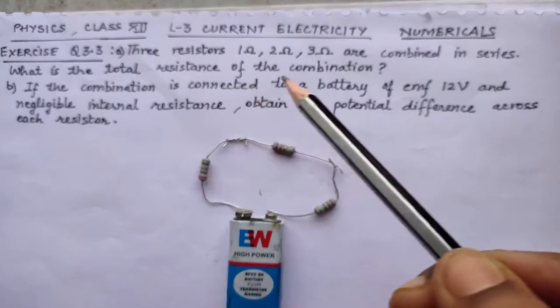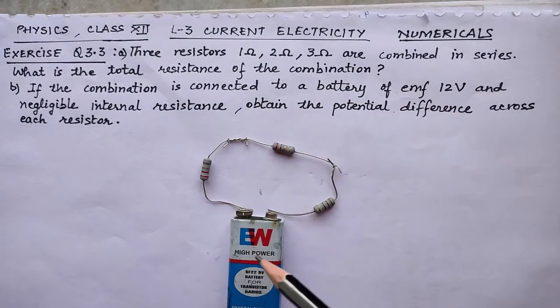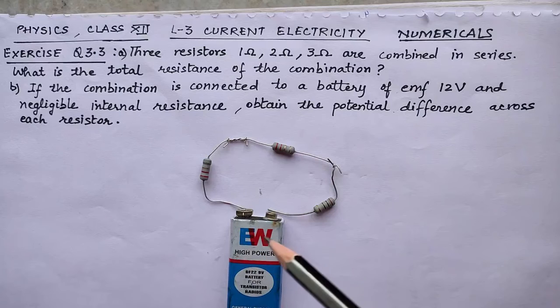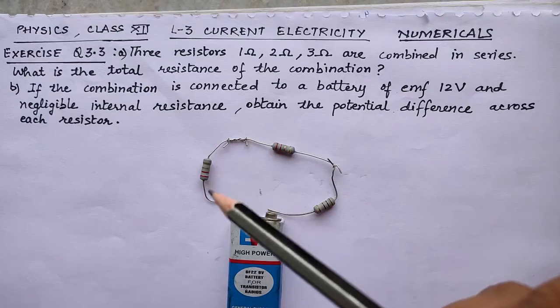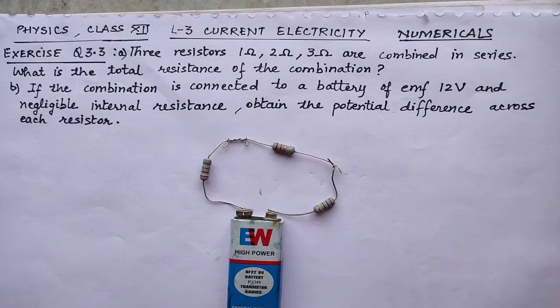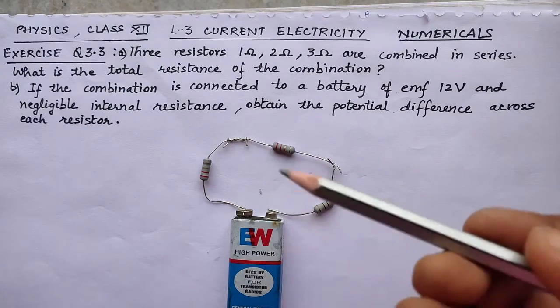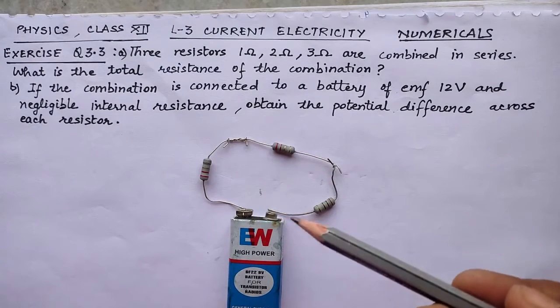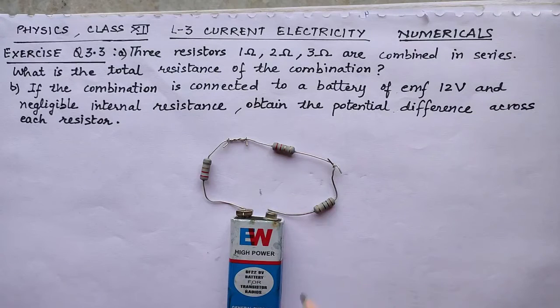Now, if the combination is connected to a battery of 12 volts, of course this is a 9 volts battery, it is just a symbol to show it is connected to a battery. Suppose it is 12 volts and it is not having any internal resistance, then what is the potential difference across each of the resistors? So this is the question. Now we draw it, we symbolize this whole thing, to solve the question.